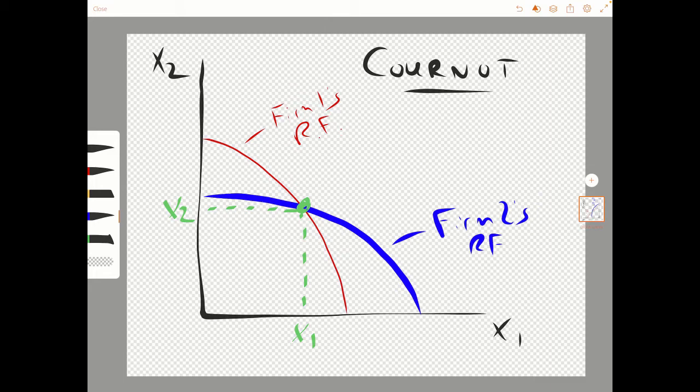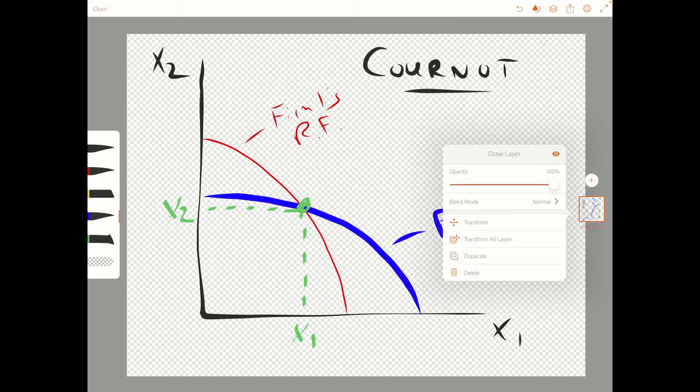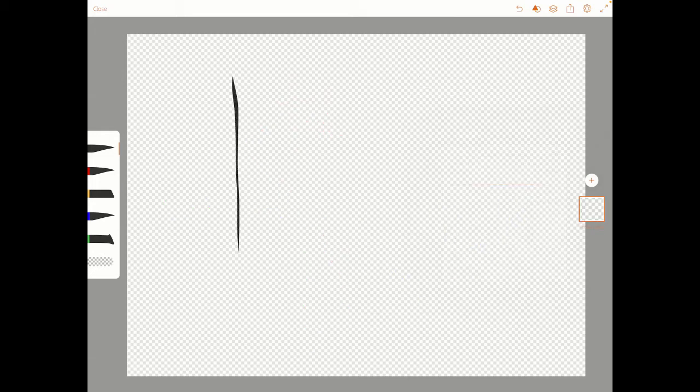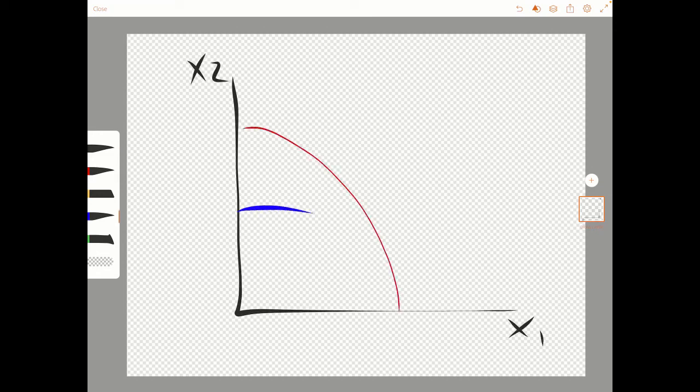It's that every time a move is made by me, you are trying to get back to your reaction function. And every time a move is made by you, I'm trying to get back to my reaction function. So let's say that, well, let's clean this off first. Let's say that I start over here.